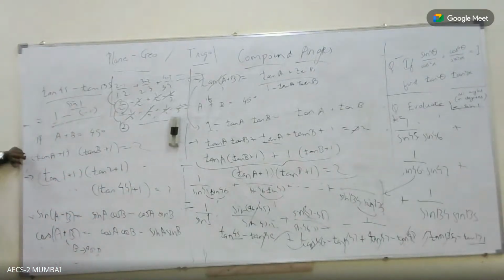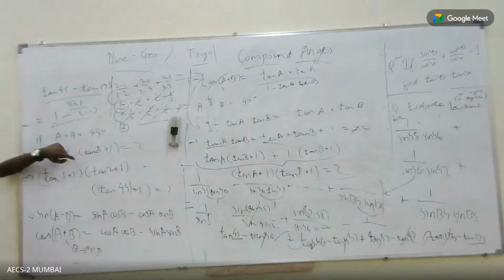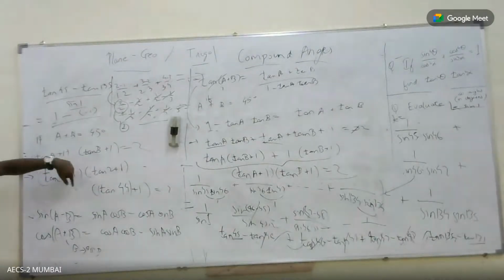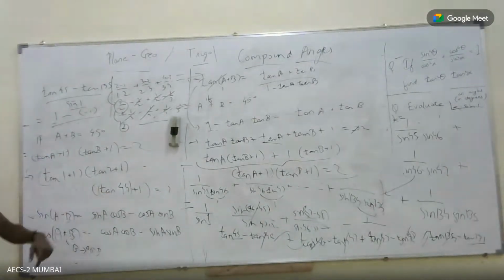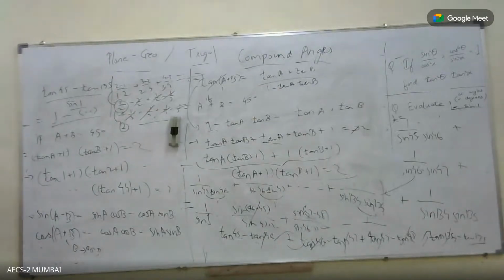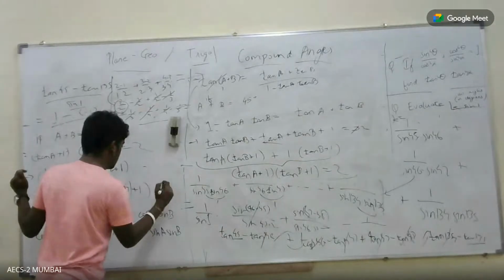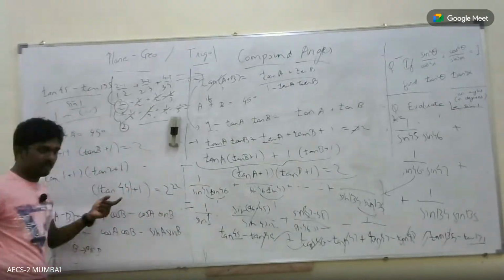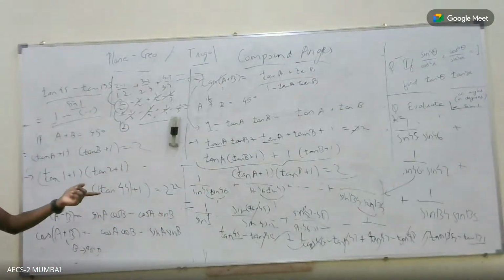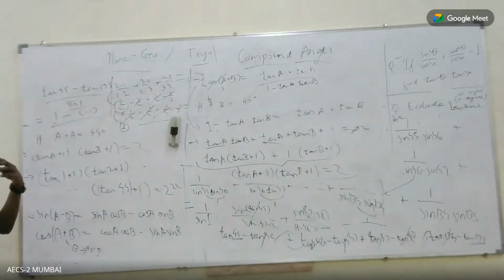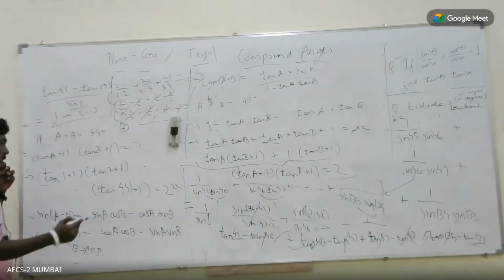So can you find tan 1 plus 1, tan 2 plus 1, and so on, multiplied till tan 44 plus 1? To the power 22. Okay. Do you think it's 2 to the power 22? Is this correct? Yes, sir. 23. Alright, let's see.